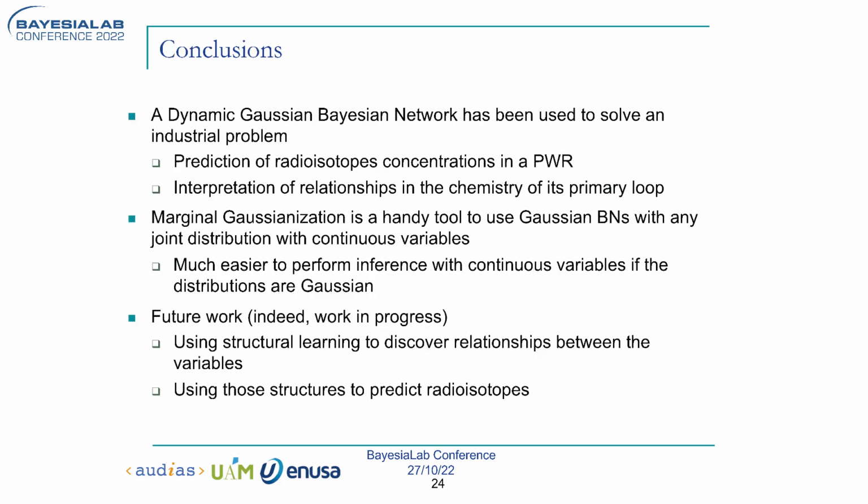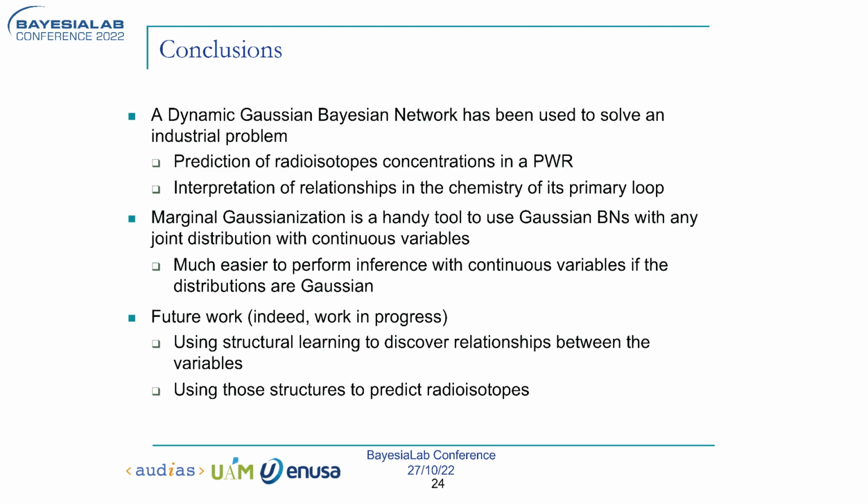Finally, conclusions. We have used dynamic Gaussian Bayesian networks to solve an industrial problem. We have used marginal Gaussianization to be able to use a Gaussian Bayesian network with continuous data, which is a handy tool because it allows us to use continuous Gaussian Bayesian networks with any variables with any distribution, if they are well modeled as Gaussian after the Gaussianization process. That is not straightforward, but it is a handy tool if it happens.